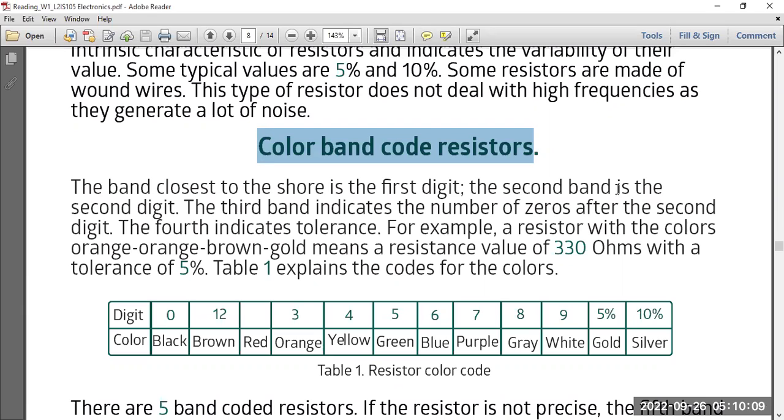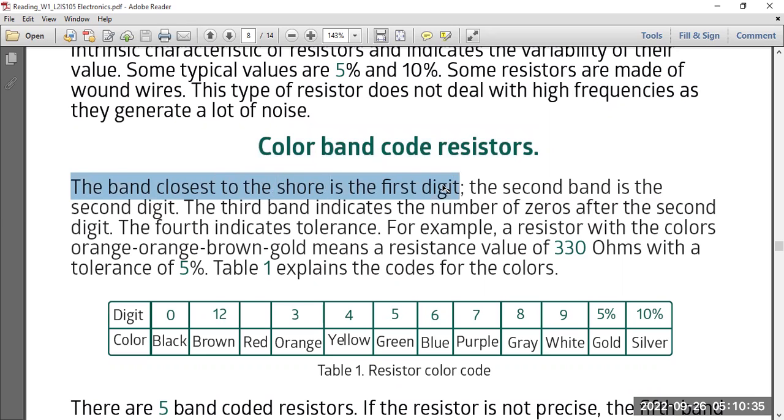If I hold the resistor in my hand and start reading it, there will be two sides of the resistor. On one side, the line will be very, very near to the end. That will be the first line. This is known as the band closest to the end. This will be the first digit. Then the second band is the second digit. The third band indicates the number of zeros after the second digit.